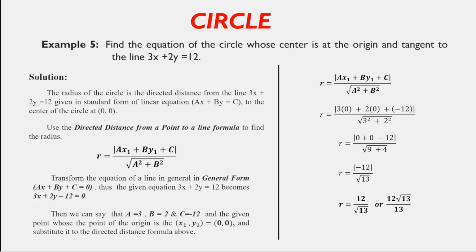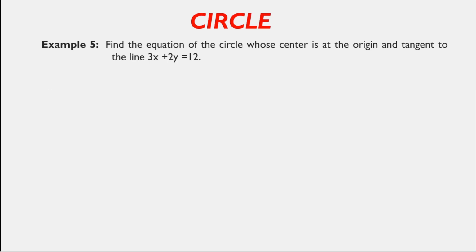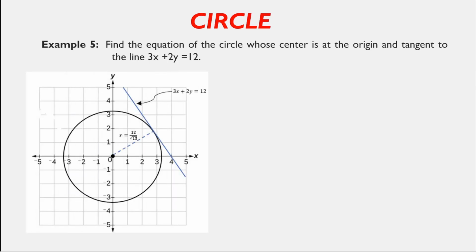Since the denominator is a radical, we can now rationalize the denominator. Shortcut method: the radical must be multiplied to the numerator 12. So the square root of 13 times 12 is 12 square root of 13. Then the radicand, which is the number inside the radical symbol, just copy it and put it in the denominator. So we can say that our radius is 12 over square root of 13, or 12 square root of 13 divided by 13.